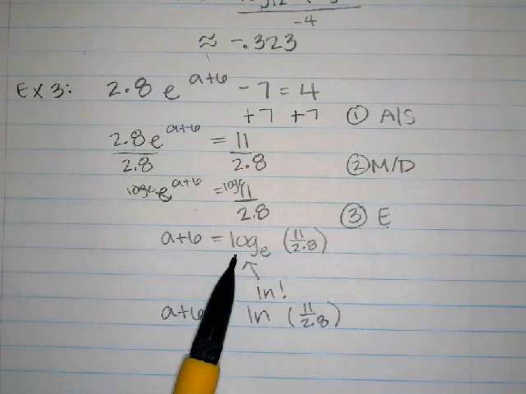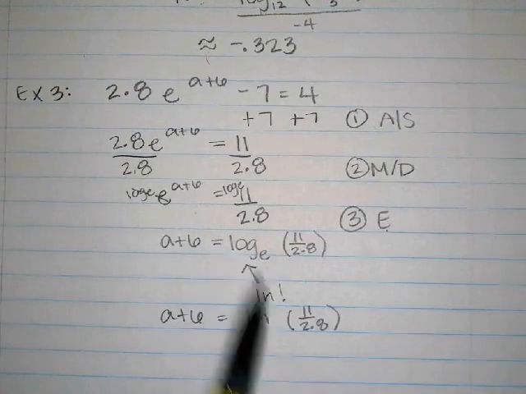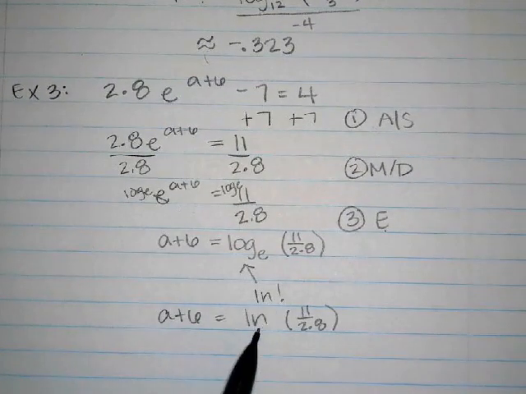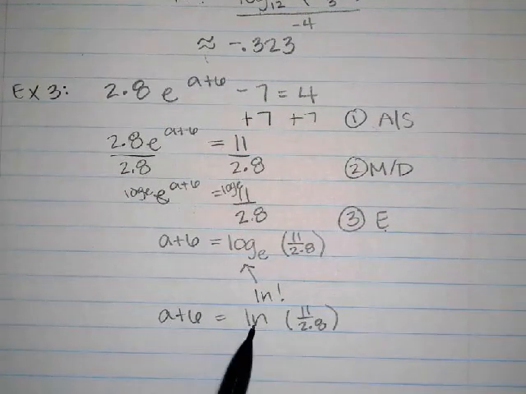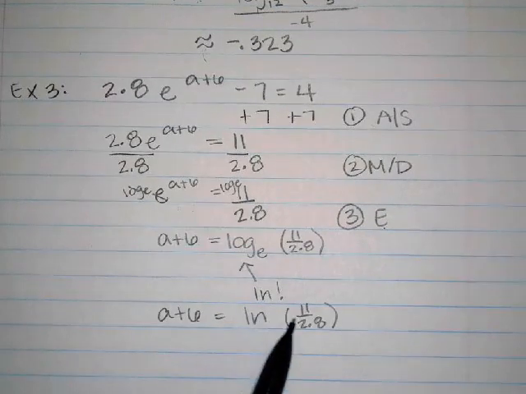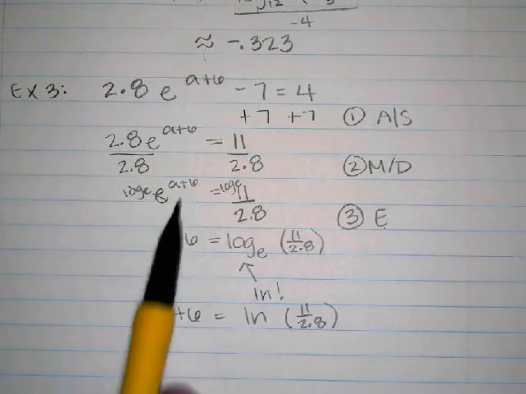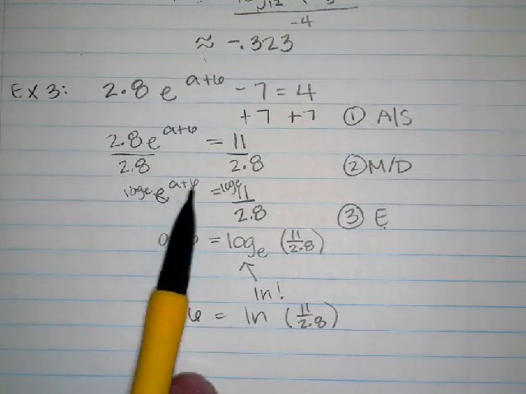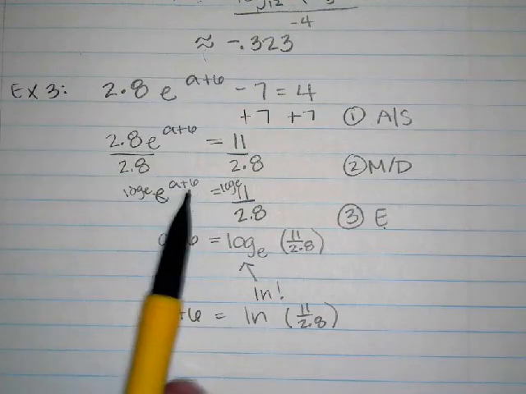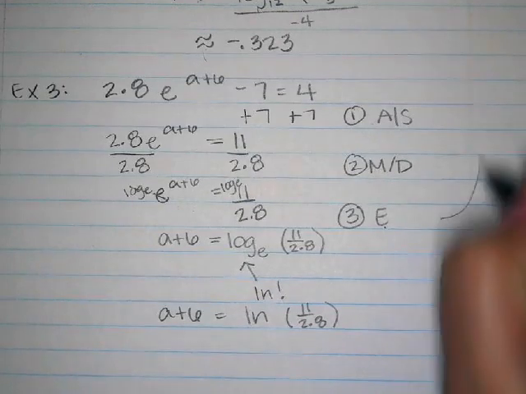Ln and log base e are the same thing. Okay, so we have a plus 6 is ln of 11 over 2.8. So at this point, we got into the inside of the exponential function, right? We got into the exponent. And so now we got to go back up to the beginning, and we're going to get the variable alone.